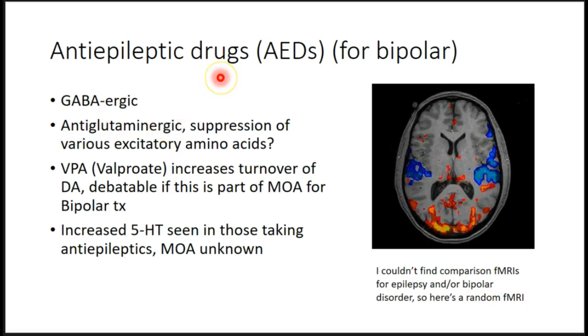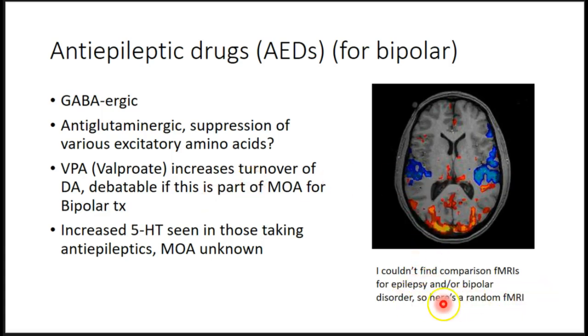Anti-glutaminergic, it's going to inhibit glutamate release in some way, thereby decreasing excitation. Suppression of various excitatory amino acids. Yeah, I don't know. VPA increases turnover of dopamine, but we don't know if that's part of its mechanism of action or not. Hooray. And we seem to see increased serotonin levels in people who are taking anti-epileptic drugs, but we don't know why. So, gigantic question mark on this one.